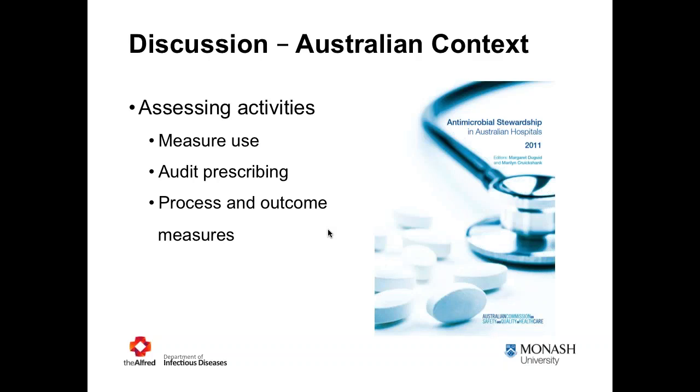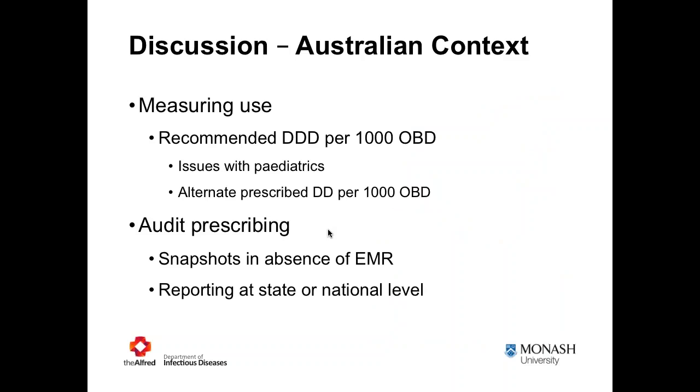So I thought I'd look at the metrics they chose in terms of the Australian context. I thought with the Antimicrobial Chemotherapy publication from 2011, they certainly discussed assessing activities of stewardship programs. And the measures they talked about were measuring use, auditing prescribing, and process and outcome measures. So in the Australian context of measuring use, they recommended defined daily doses per occupied bed days, but there were clear problems with how you measure that in paediatrics, and an alternative would be prescribed daily doses per occupied bed days. So again, we are going to measure use, albeit with a number of limitations.